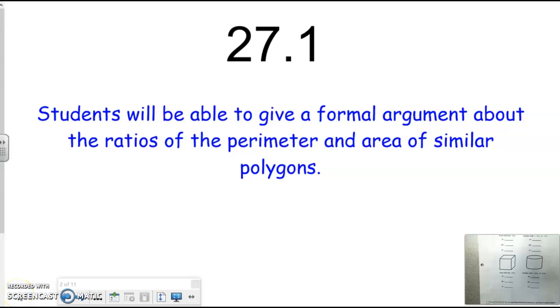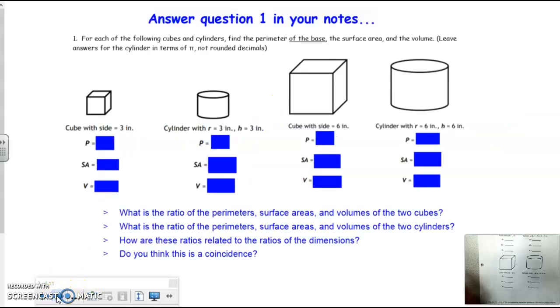In topic 27.1, we are going to talk about the ratio of perimeter and area of similar polygons and give a formal argument about them. So we'll be able to prove why they have that ratio. All right, so the first thing we're going to do is review perimeter, surface area, and volume.